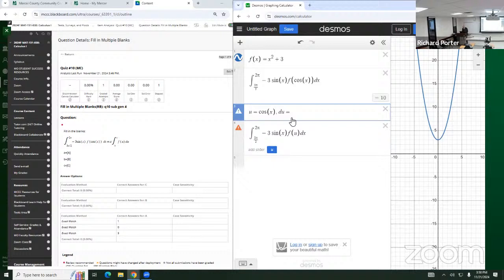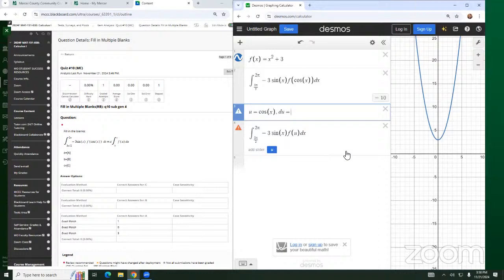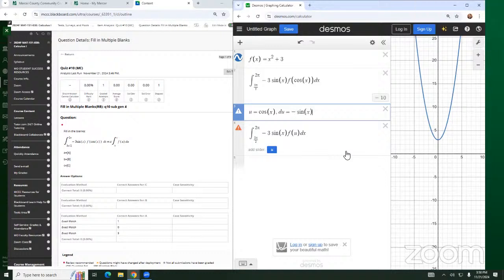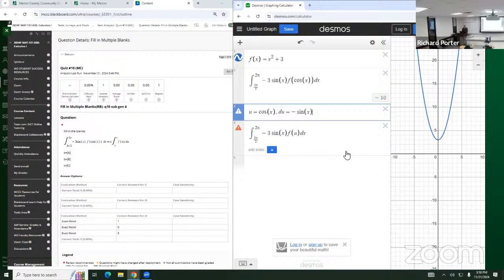I see Jake or Nana. Nana will answer my question. If u equals cosine x, what does du equal? What's the derivative of cosine? Negative sine x. And don't forget, you're going to need something else. It's a differential. It's du. So what do you have to put at the end? D what? Dx. Yeah.